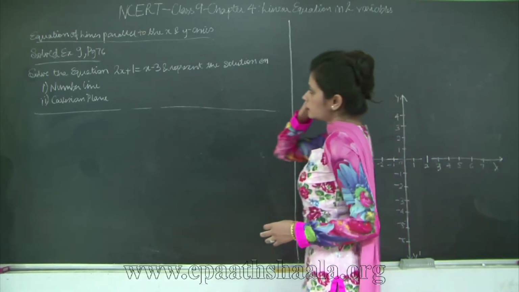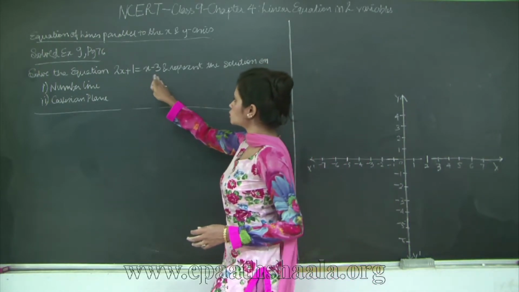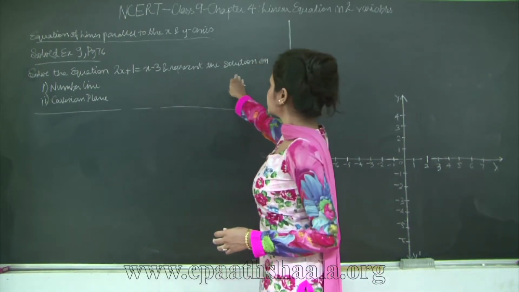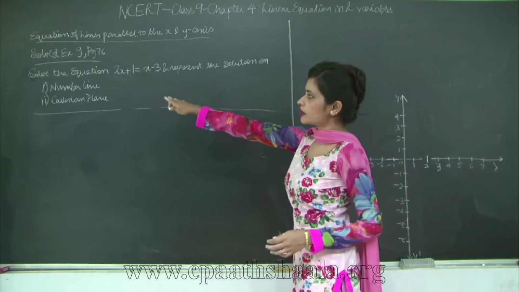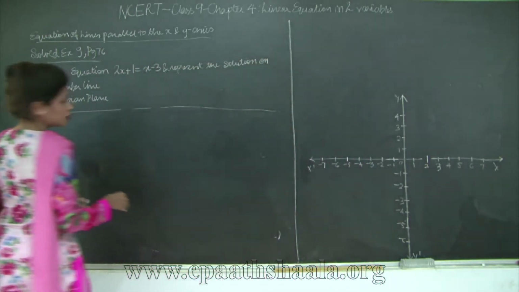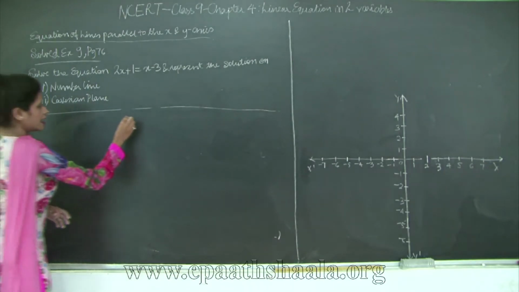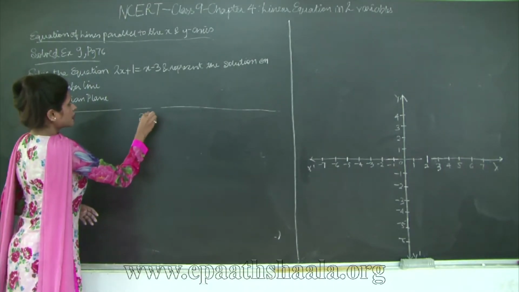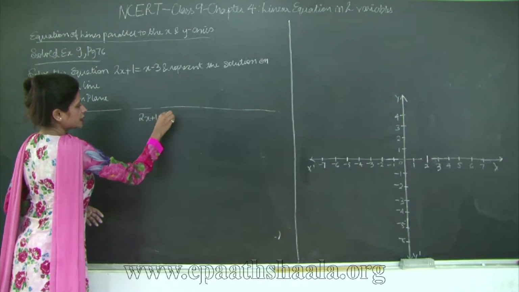Let's read our question. Solve the equation 2x plus 1 is equal to x minus 3 and represent the solution on a number line and Cartesian plane. So first of all, we need to simplify our equation. Let us do that. I have 2x plus 1 is equal to x minus 3.